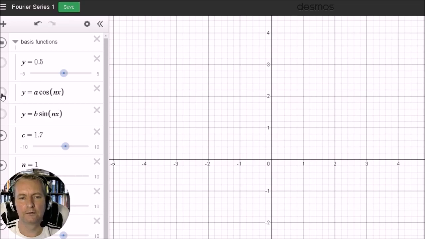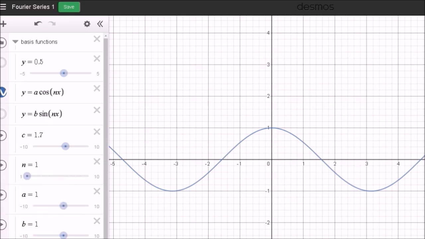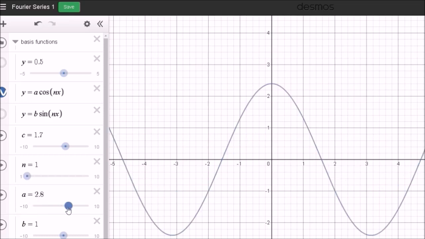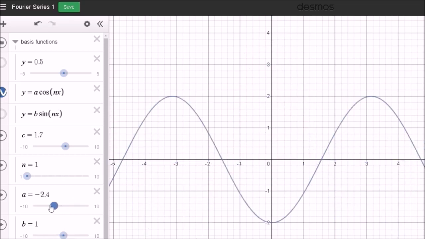The other one is the a cos nx. That's the cosine function there. Now with the trigonometric functions, we can change the amplitude. The amplitude in this case is a. So a is actually down here just below. I'll get rid of my screen. Okay, so you can see that a is just here. So when we adjust a, we're just changing the amplitude of this cosine function.